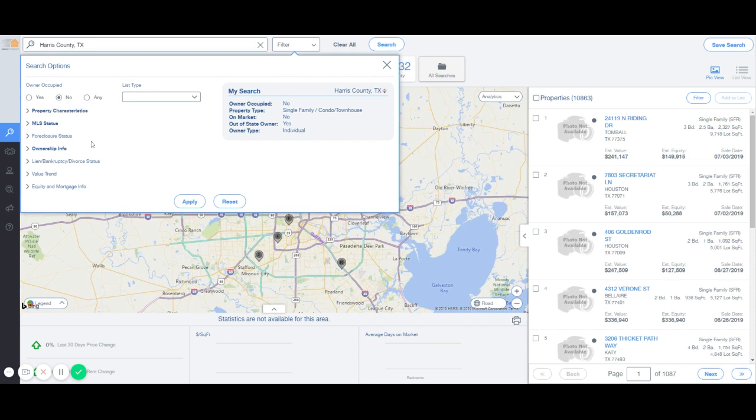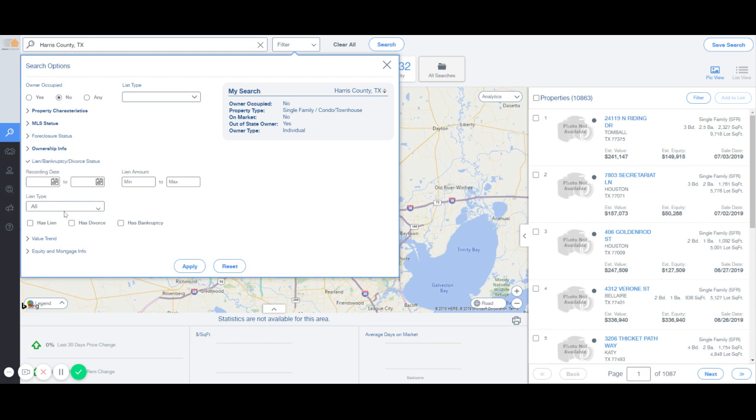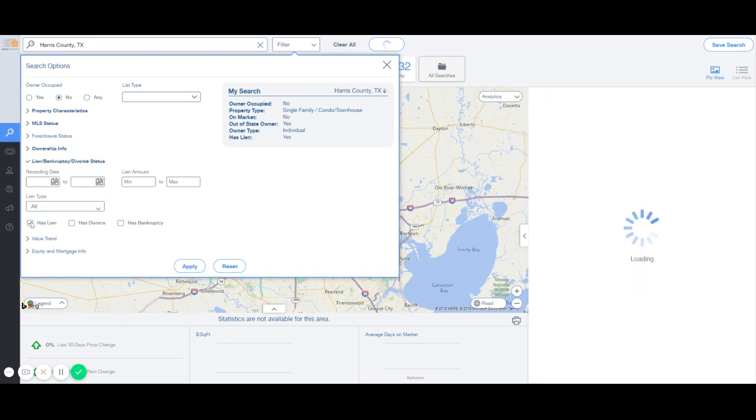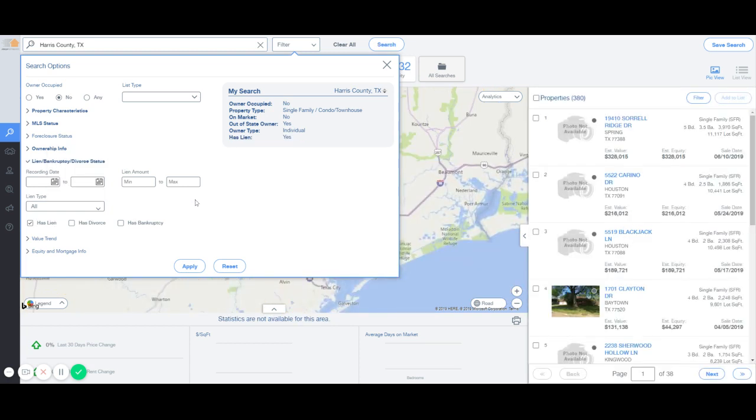So from there, with out-of-state, you can go more for high equity people, like we've discussed, or you can check out liens. You can pick a specific lien. We like to go after tax liens, especially with our clients. You can even just go after all liens. So these are out-of-state people with liens: 380.